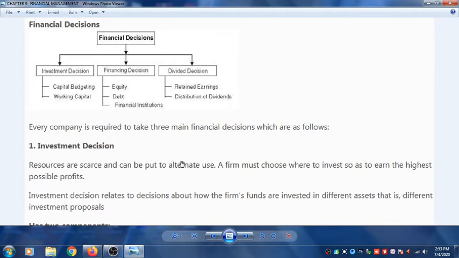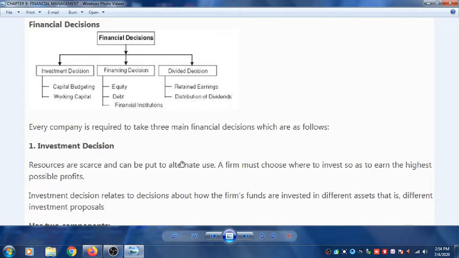Capital budgeting means buying the long-term assets. And then second, he takes the decision of working capital decision. Means day to day how much money is required in running the day to day work of the business.